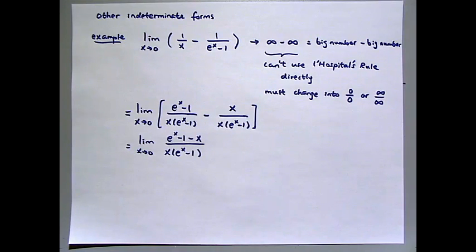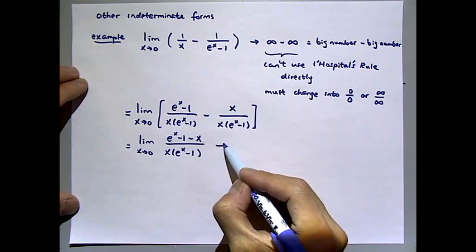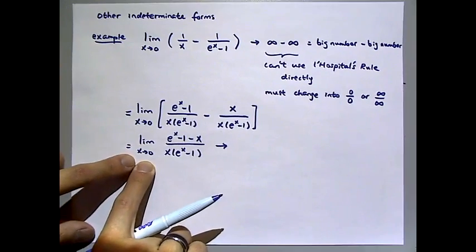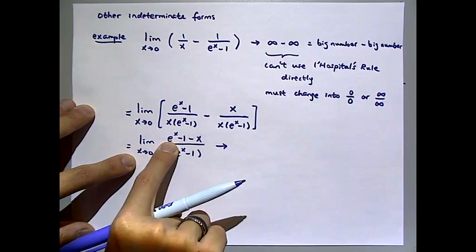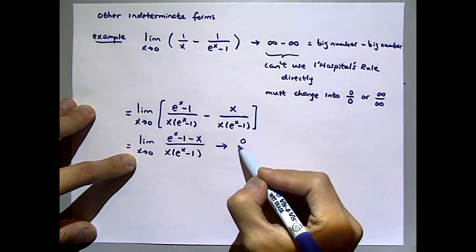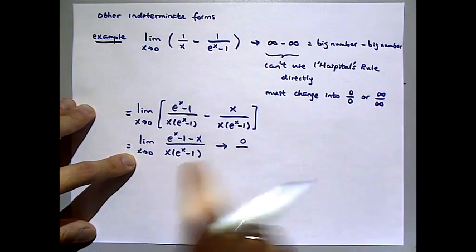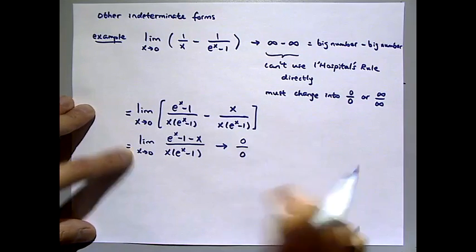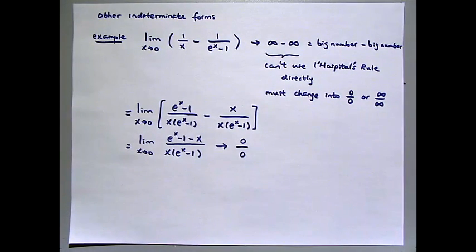Okay, now let's see what happens. When x goes to 0, that's a 1. 1 minus 1 is 0. Minus a 0 is a 0. Downstairs is 0 times something. That's a 0. Okay, now it's the same thing. We haven't changed the function at all. We haven't changed the expression in any way other than rewriting it. Now it goes to the right form that we can use the rule on.